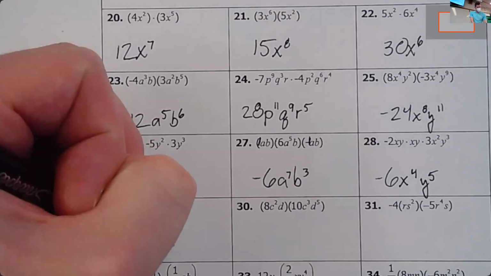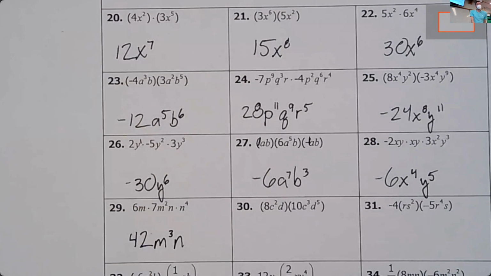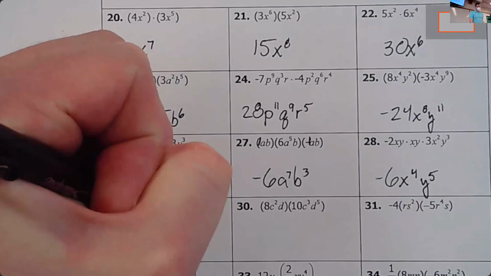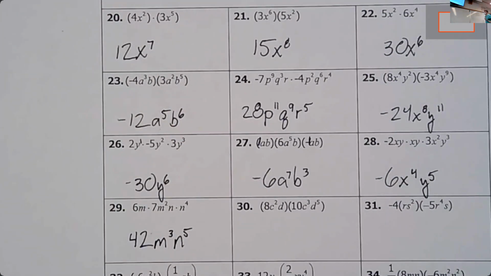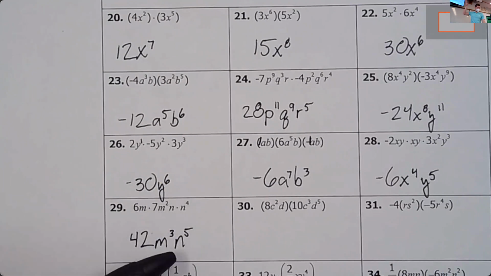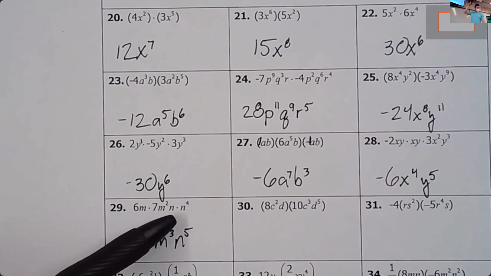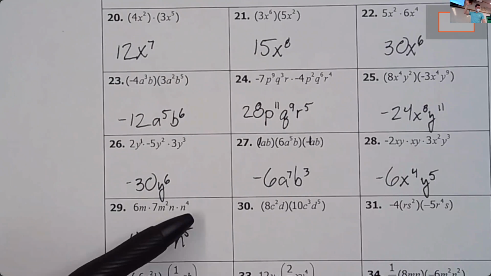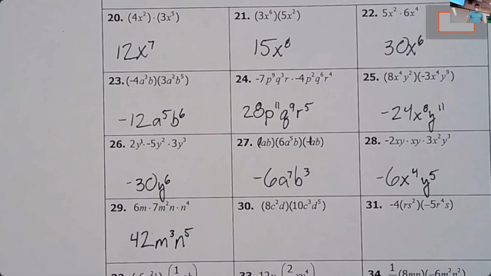And then what power are we going to use for n? So yeah, there's a 1 here, and then there's 4 more here for a total of 5. Nice. Excellent work. Thank you, Esteban. So 6 times 7 is 42. We have an m here, so there's 1 there. There's an m squared, so 2 more, so it'd be m to the 3rd. And then we have 1 n there. And then n to the 4th would be 4 more of them, so 1 plus 4 would be n to the 5th.